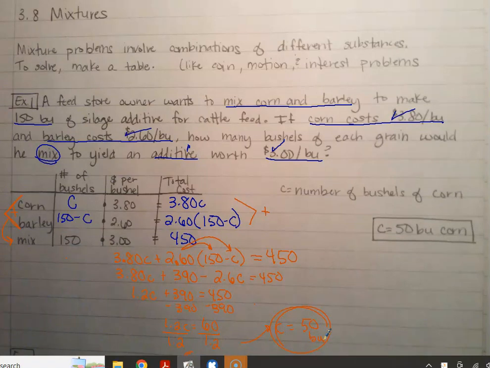So that checks out. I gave you the answer for that. But it says how many bushels of each grain would he mix? So he would mix 50 bushels of corn. He wanted, remember, 150 bushels total. So to find the barley, we were going to take 150 minus C. So 150 minus 50 is 100. So 100 bushels of barley.